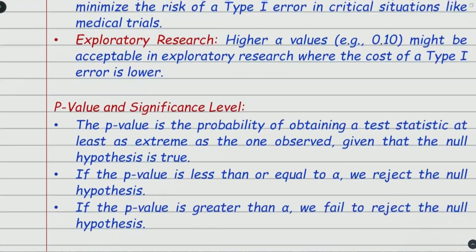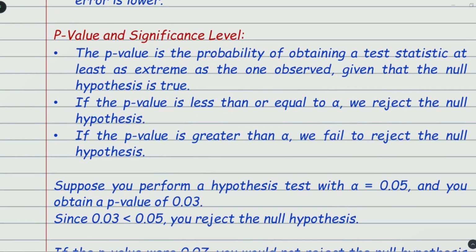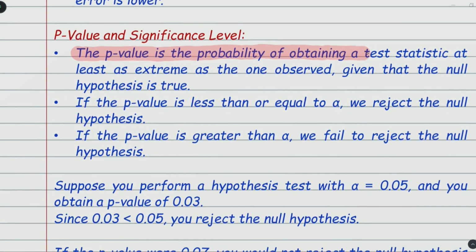Now we come across the next thing, that is p-value and significance level. I haven't explained what p-values are, but just for initial introduction, I would say the p-value is the probability of obtaining a test statistic at least as extreme as the one observed, given that the null hypothesis is true. If the p-value is less than or equal to alpha, we reject the null hypothesis. If the p-value is greater than alpha, we fail to reject the null hypothesis.